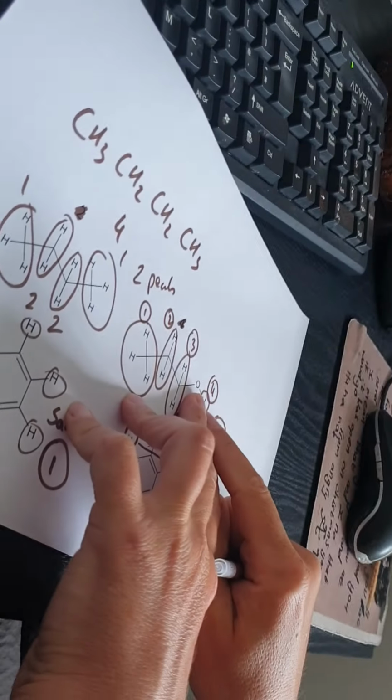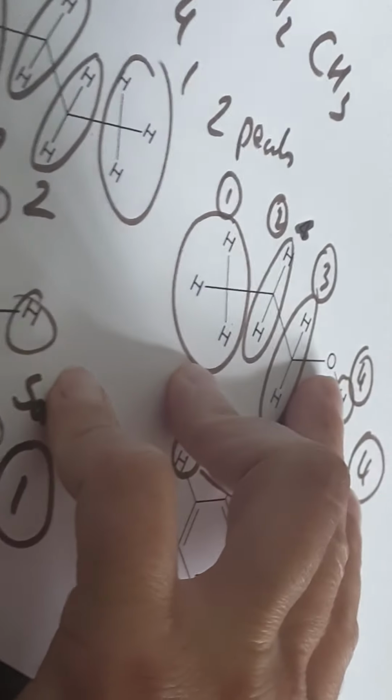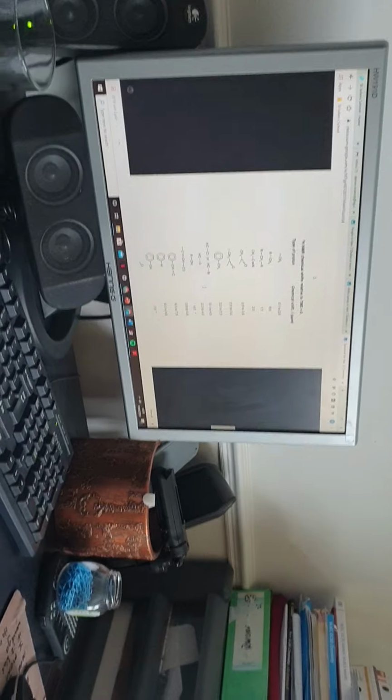Let's have a look at this one. This H there attached to an oxygen. Well, let's look for that one there. Can you go back up there please? We're talking that one there, 3.3 to 4.3. You use it to build up a picture.